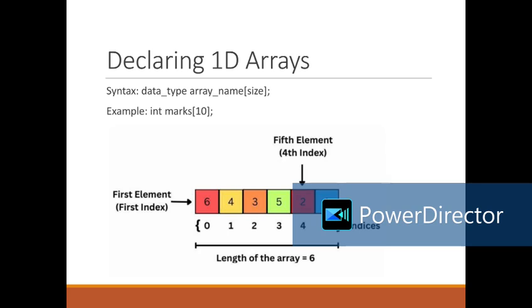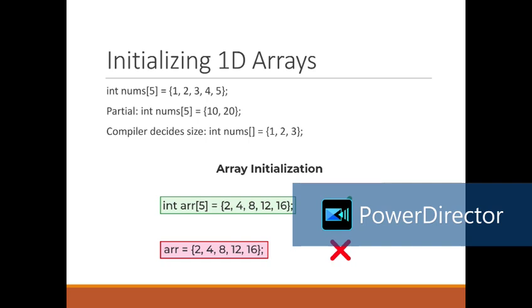After declaring a one-dimensional array, the next step is to initialize it with values. Initialization means assigning specific values to each index in the array. In C, you can initialize an array at the time of declaration using curly braces. For example, int nums[5] = {1, 2, 3, 4, 5} creates an array of size 5 with the values 1 to 5.